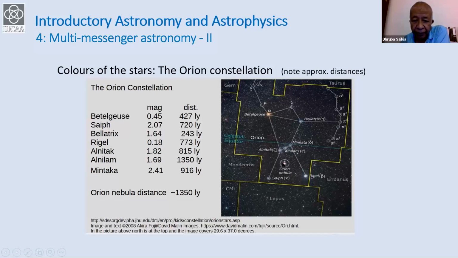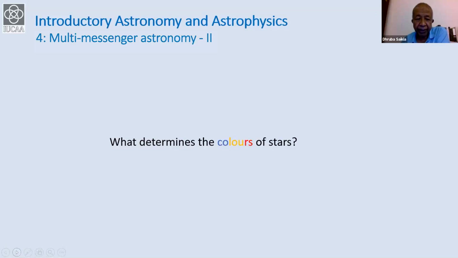The Orion Nebula, which is shown over here, is about 1350 light years away or so. But you can see that if we look at the different stars, which I've indicated over here, they are at different distances. So this is just to reinforce the fact that when you see a constellation, the stars need not be physically associated at all. They are just projected onto the plane of the sky.